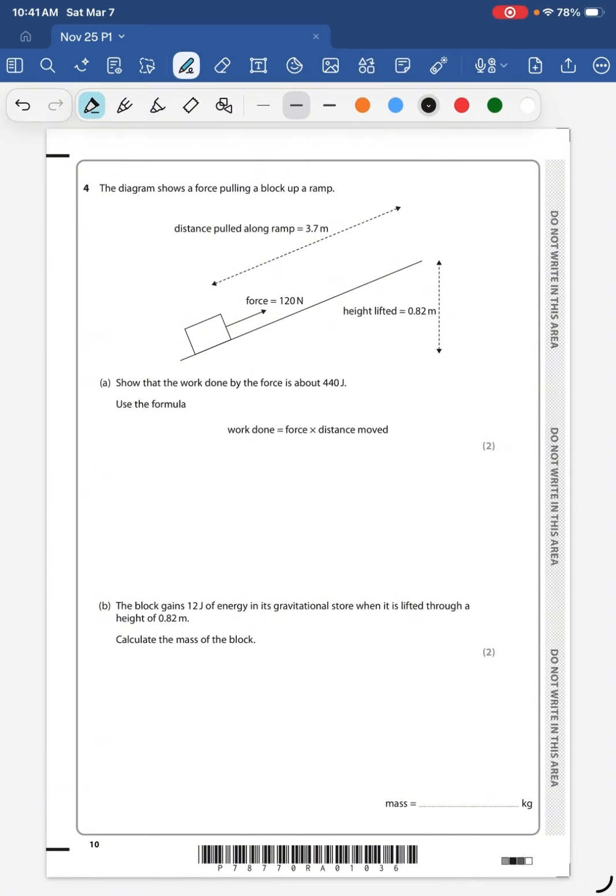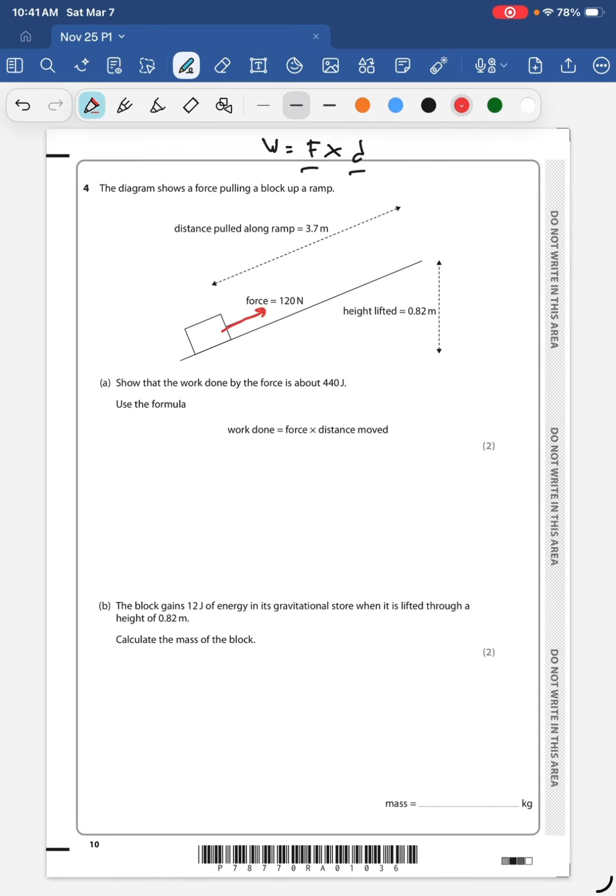Question 4. The diagram shows a force pulling a block up a ramp. Show that the work done by the force is about 440 joules. Use the formula work done is force times distance. So let's do that. For the work done, you use force times, how do they call distance at the GCSE level? I think it's d. Okay, so the force and the distance have to be in the same direction.